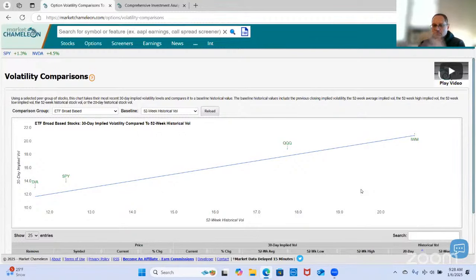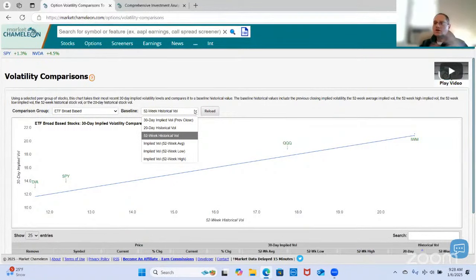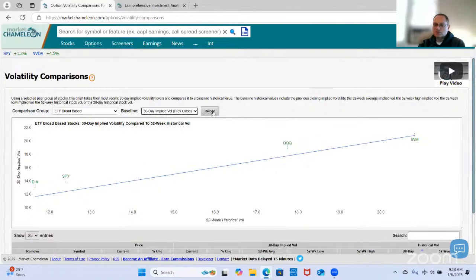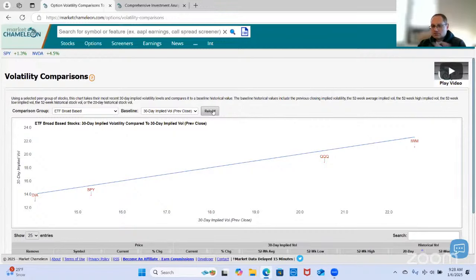Even though they're all above, you can see how far away they are relative to their 52-week average. If we wanted to just see on the day, did they diverge? Did some go up? Did some go down? Did they all go up? Did they all go down? So let's see what happened on the day. We're going to compare implied volatility versus previous close, recalc, and they were all down. So they all moved kind of in sync. There was no divergence there. Implied volatility was lower in all 4 ETFs on the day, and you can see by how much. So I'm going to stop right there, Will, but that's a quick demonstration of a visual tool to analyze implied volatility levels.